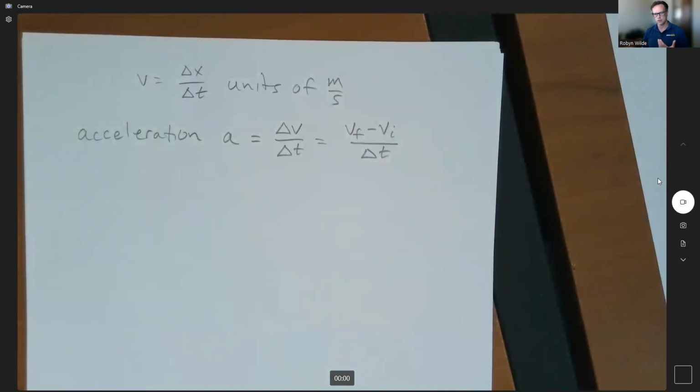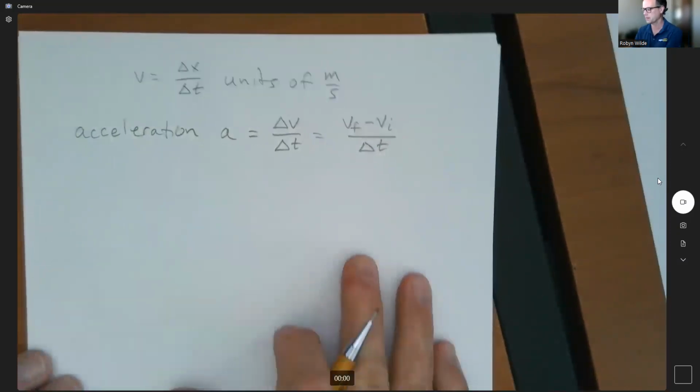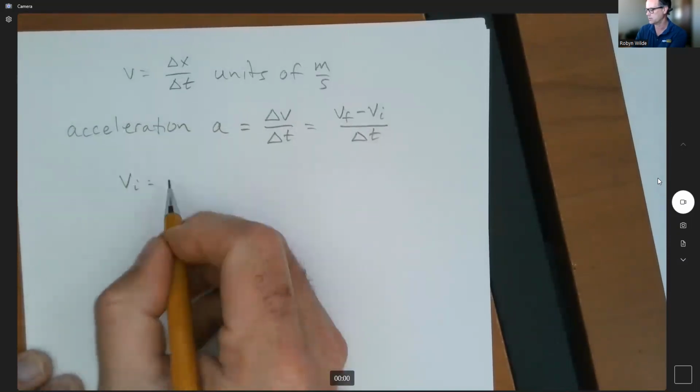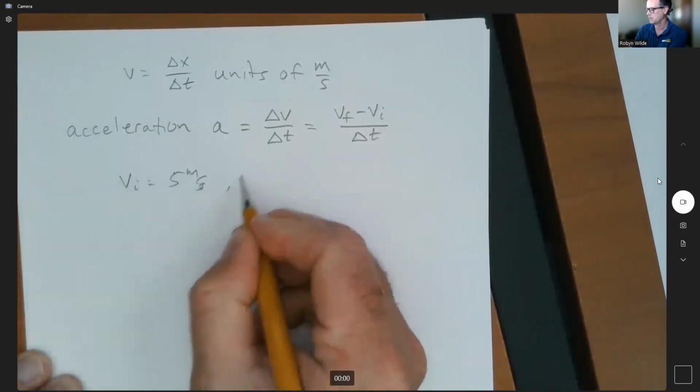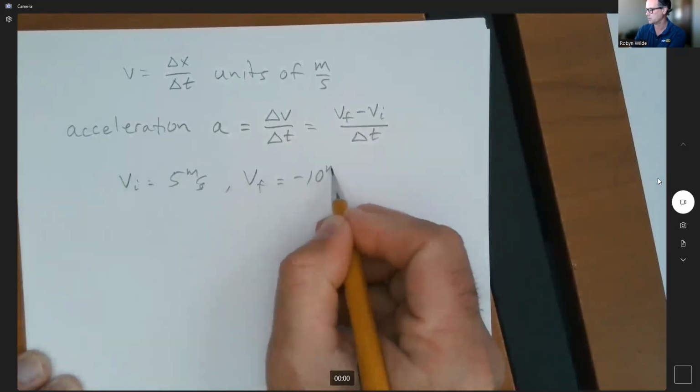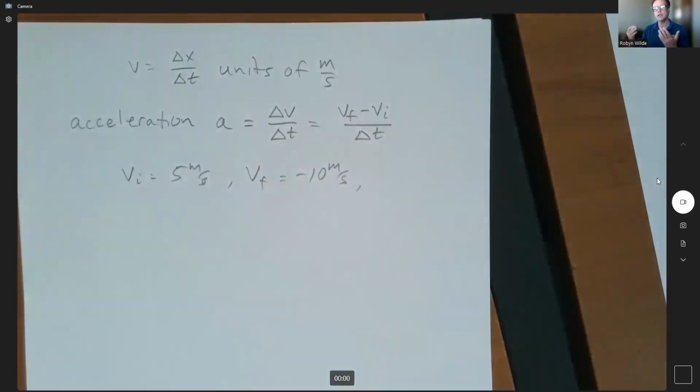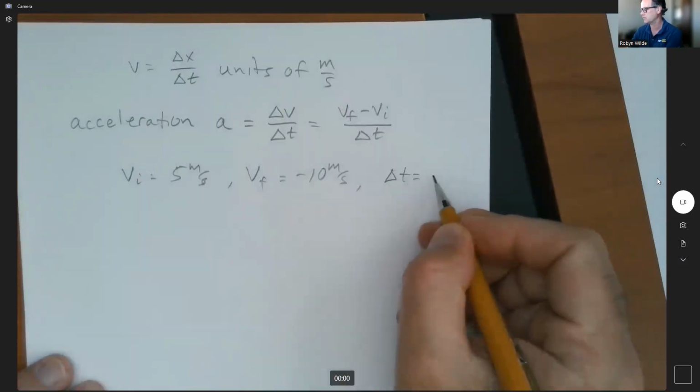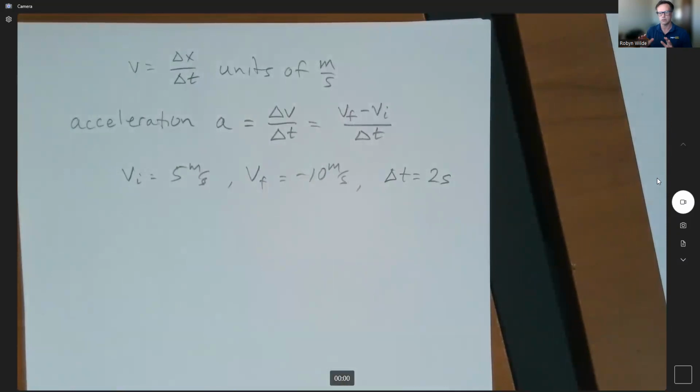okay? So just as a quick example, let's say that your V initial was 5 meters per second and your V final was negative 10 meters per second. And you made this change in a time of 2 seconds, right? So what's happening here? Well, you're starting with a positive velocity and then ending with a negative velocity. So what has actually happened is you have turned around and are now going the opposite direction. Because remember, the negative sign is telling me the direction is to the left. This means that the velocity actually had to go through zero.